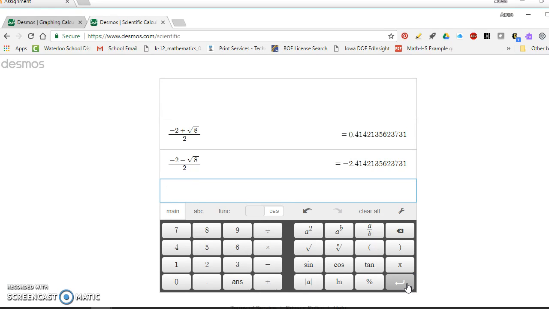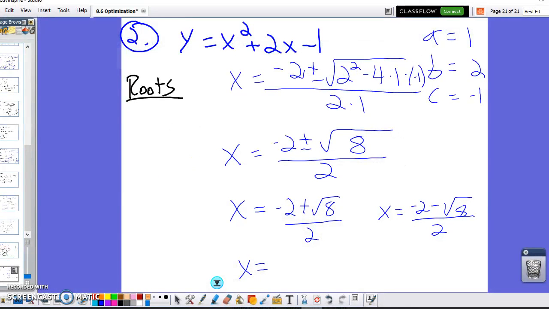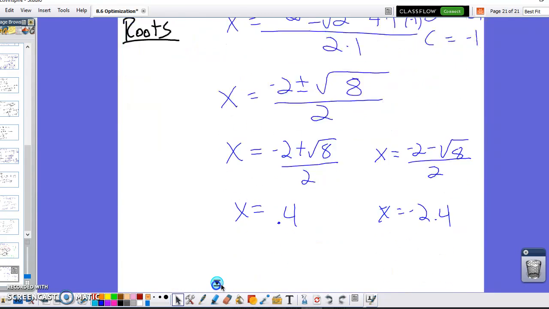Okay, so let's round this. We're just trying to sketch a graph. It doesn't have to be perfect. So I've got 0.4 and negative 2.4. Okay, so this is 0.4. This was x equals negative 2.4. All right. So let me give myself a little bit more room. Some graph paper. I'll just make up a graph.